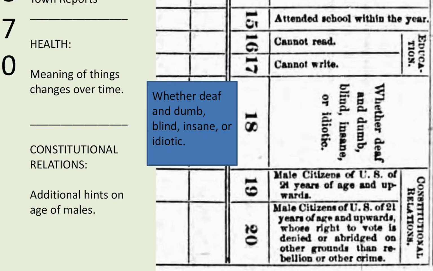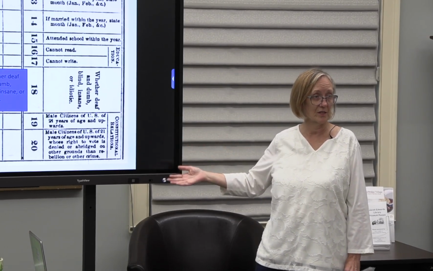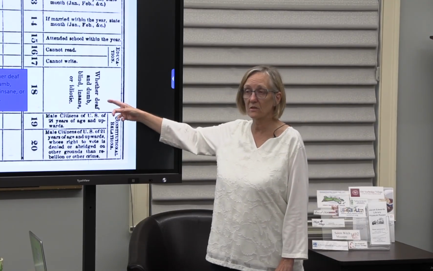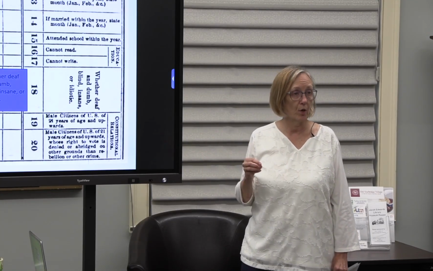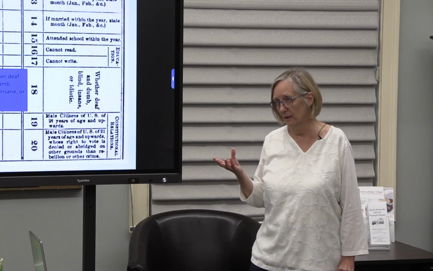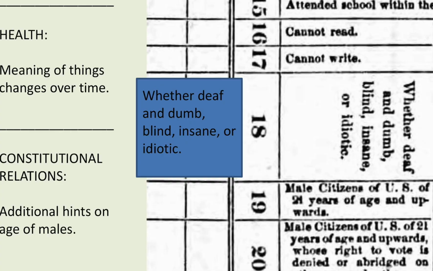Are they deaf, dumb, blind, insane, or idiotic? Those terms do not mean what we think they mean today. All right? You need to look those up. Usually we recommend using Black's Law Dictionary because it will give you the definition at different times over the course of history. Typically, these also mean from birth. It's not the guy who got blinded in the foundry accident or something. It's the poor child who's been blind since birth.